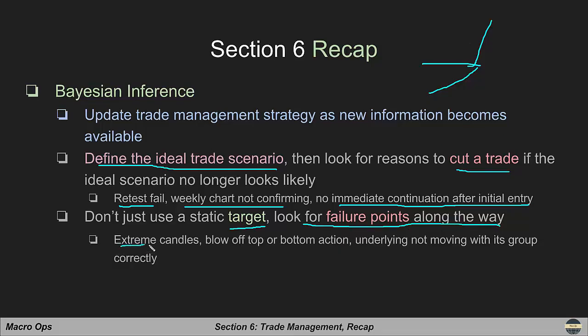And we talked about extreme candles, wide body candles, blow off top or bottom action, and then the underlying not moving with its group correctly. So if you're long a tech stock and the NASDAQ was ripping, but our tech stock wasn't ripping with it, that's also a bad sign. So constantly just looking for reasons to take our trade off if it doesn't look as good anymore and the thesis starts to weaken. And if we do that, we can optimize our trading results.